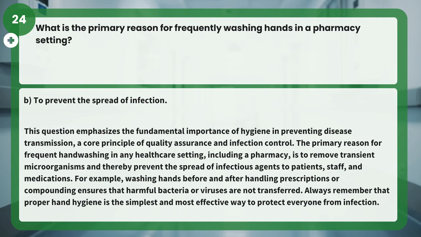Answer B. To prevent the spread of infection. This question emphasizes the fundamental importance of hygiene in preventing disease transmission, a core principle of quality assurance and infection control. The primary reason for frequent hand washing in any healthcare setting, including a pharmacy, is to remove transient microorganisms and thereby prevent the spread of infectious agents to patients, staff, and medications. For example, washing hands before and after handling prescriptions or compounding ensures that harmful bacteria or viruses are not transferred. Always remember that proper hand hygiene is the simplest and most effective way to protect everyone from infection.